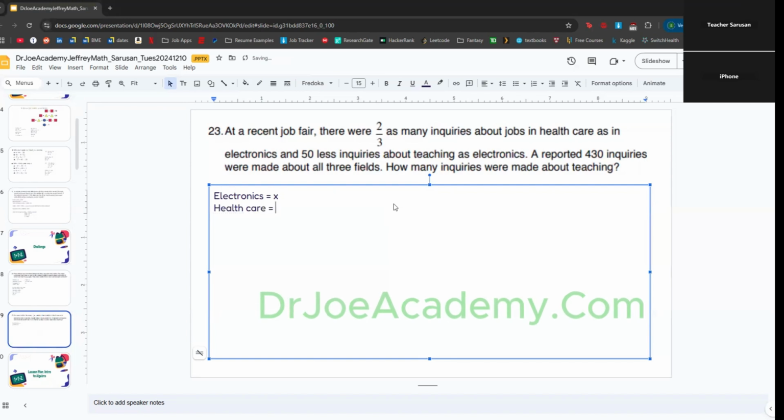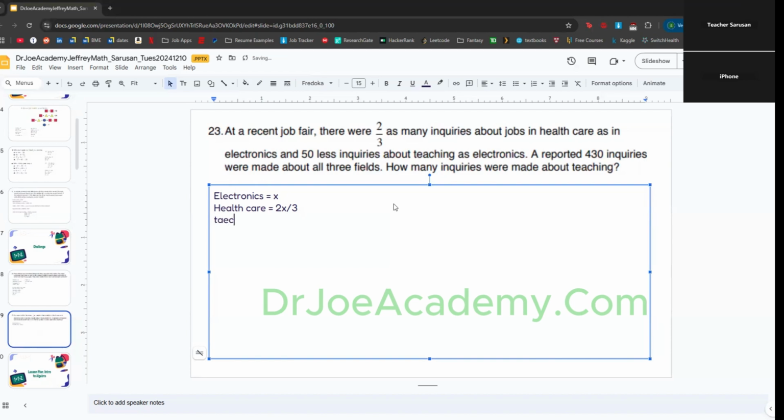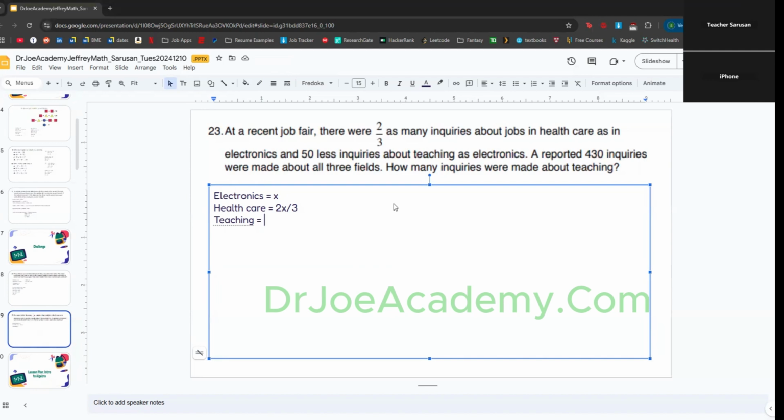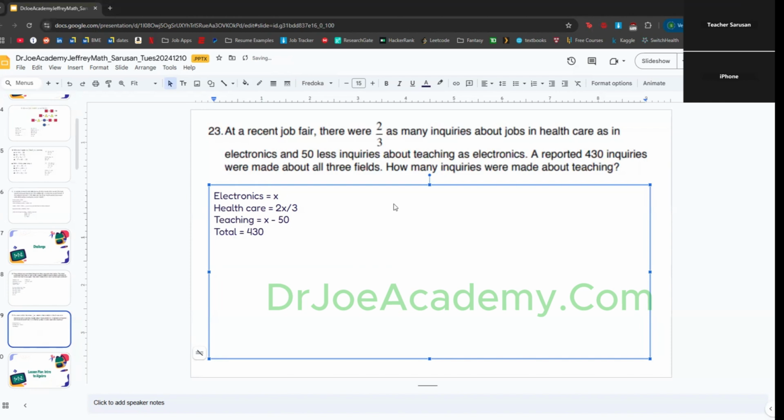Yep, very good. So it's 2/3x, or actually it'd be 2x divided by 3. And then teaching, it's x minus 50. So, 50 fewer inquiries about teaching than electronics, yep, all right, x minus 50. Perfect. And then the total is 430. Excellent. And now, how do we make an equation out of this?